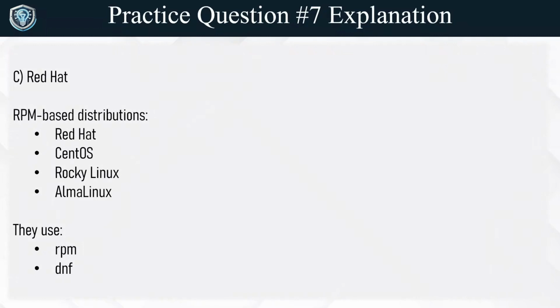Why? The RPM-based distributions are Red Hat, CentOS, Rocky Linux, and AlmaLinux. They use RPM packages and DNF as the package manager. Let's move on to the next question.